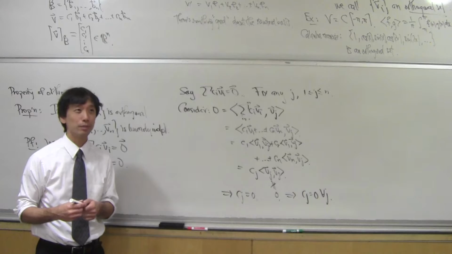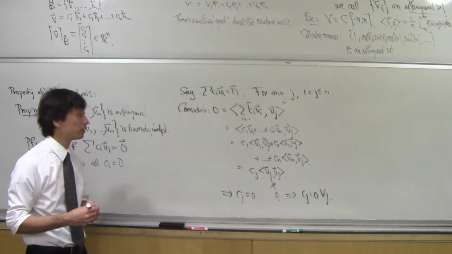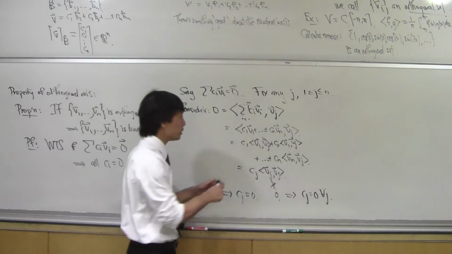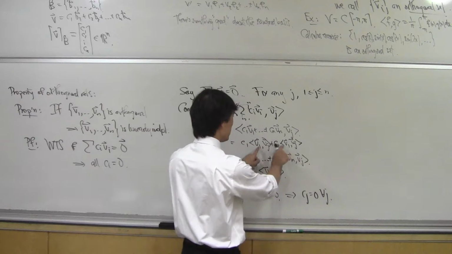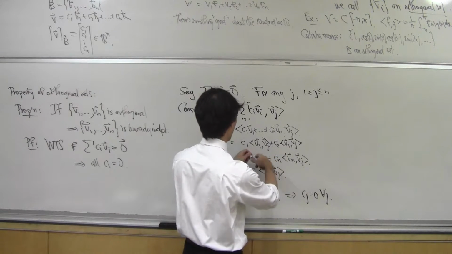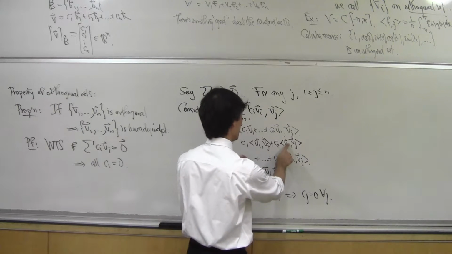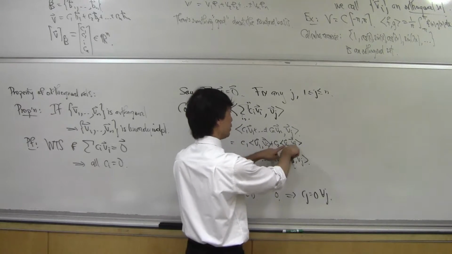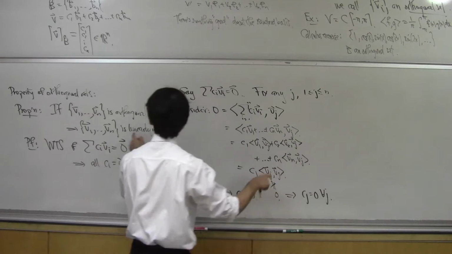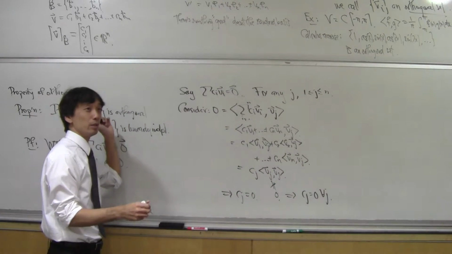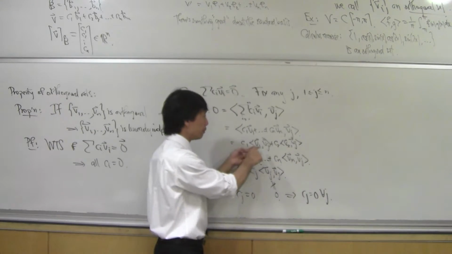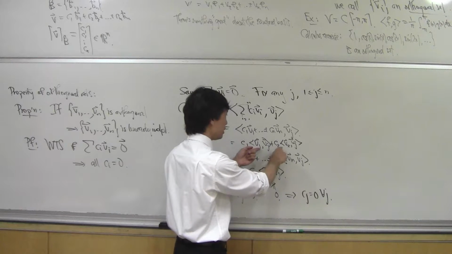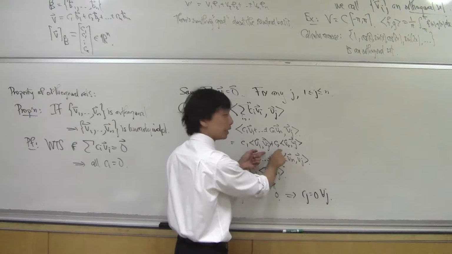Any questions? Yeah. Why are all the other ones 0? They're all 0 because remember, we get V1 against Vj, V2 against Vj, and so on. But the set was orthogonal, so unless the index equals j, we're going to get 0.